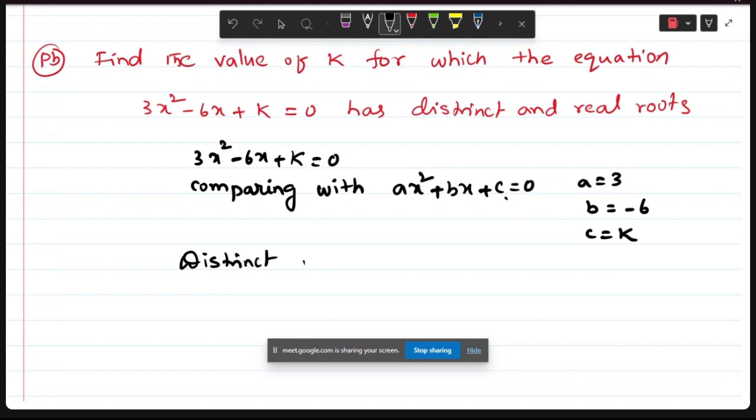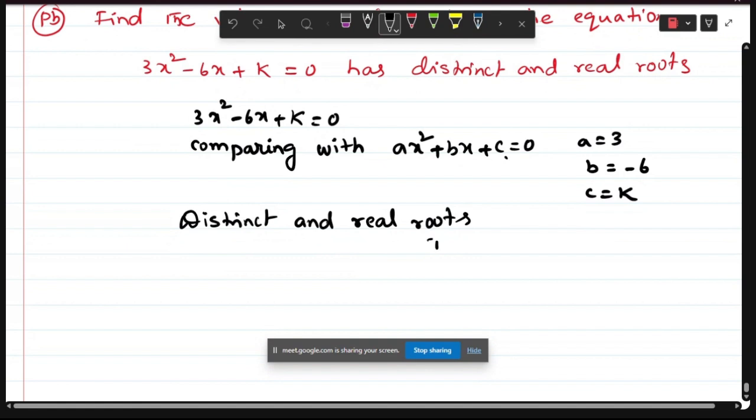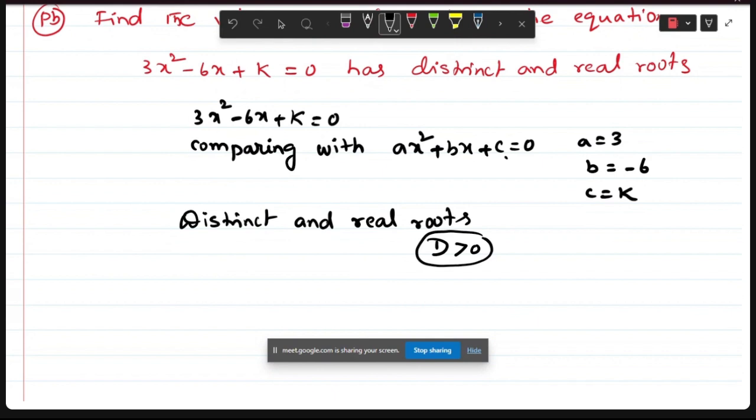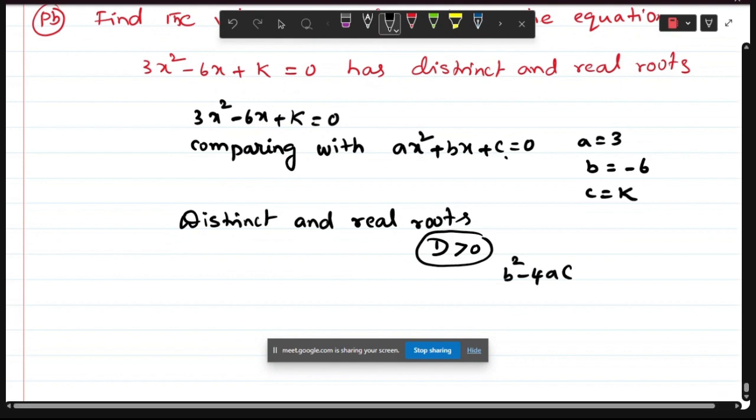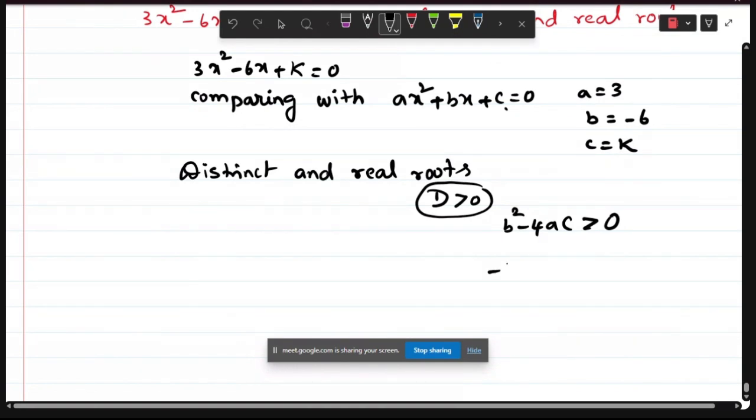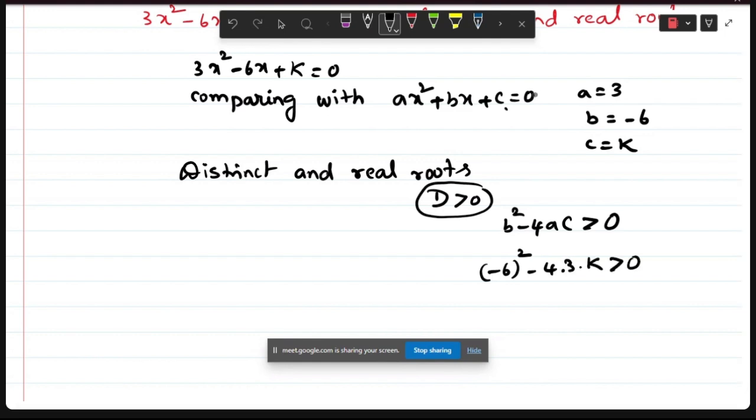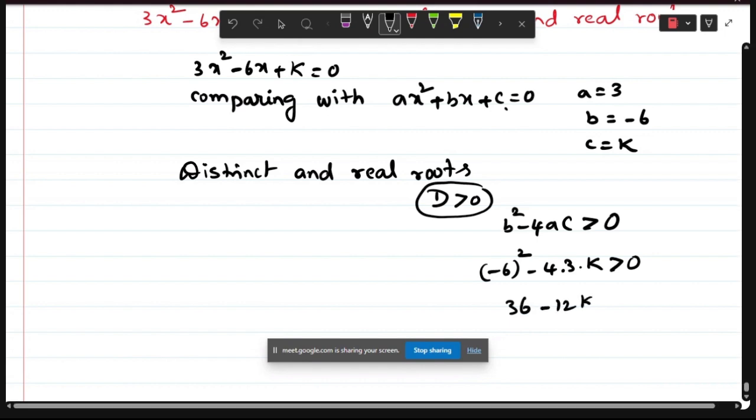Distinct real roots means what is the condition? D greater than 0. Yes or no? Yes, sir. What is the D value? D is b square minus 4ac greater than 0. What is the b value? Minus 6 whole square, minus 4 into a value 3 into c value k, greater than 0. This is 36 minus 12k is greater than 0.